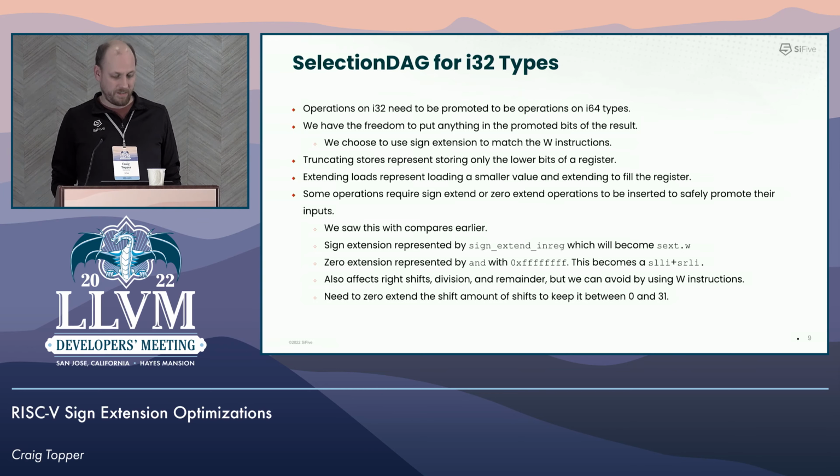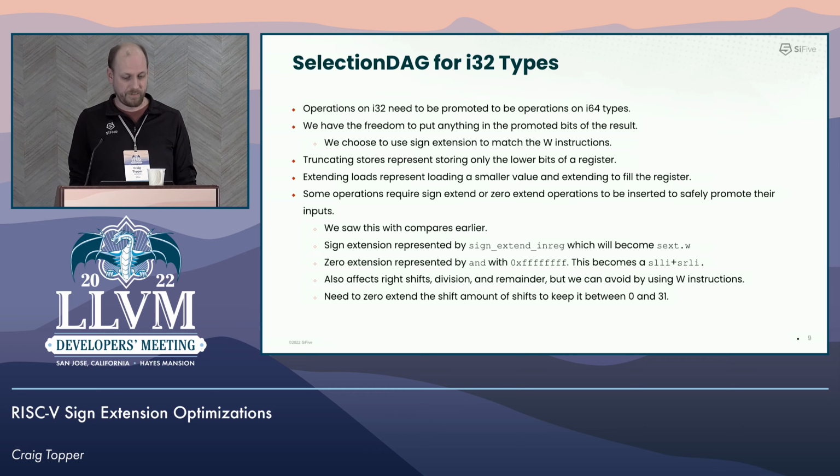Promotion is defined in SelectionDAG to allow you to put any value in the upper bits of the register. We choose to use sign extensions so that we can make use of these W instructions and hopefully avoid extra instructions later. Like every other target, we use truncating stores to represent storing part of a register, or extending loads to represent loading a small value and extending it to fill the register.